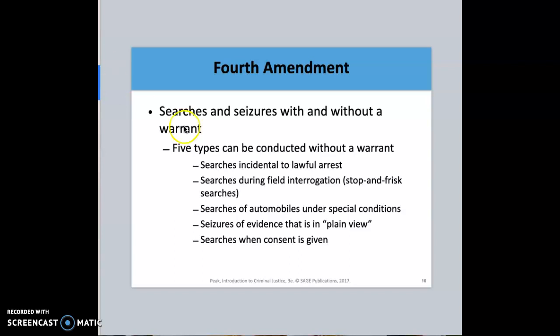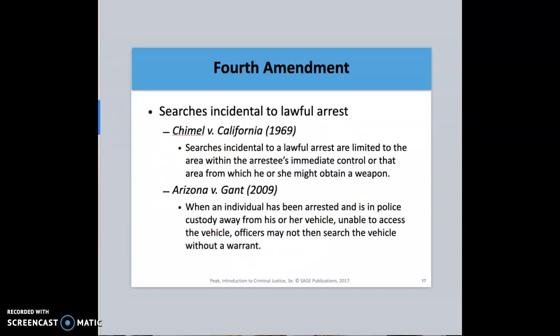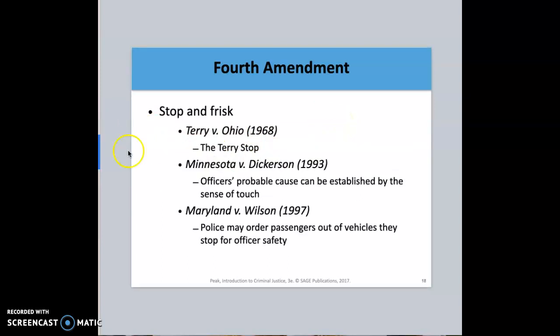So these will become important. I mean, if you wanted to explain to somebody the times when police don't need a warrant, here they are right here. I've articulated those for you. So search is incident to an arrest. You can look at these cases in your textbook. I've just highlighted them here.